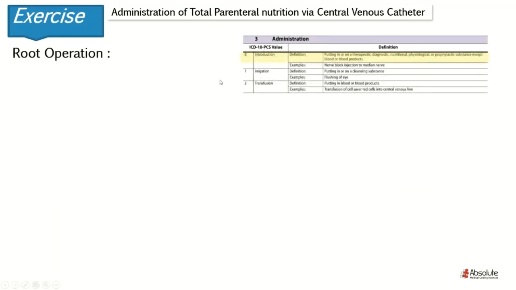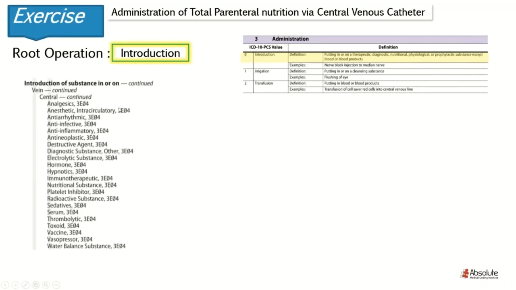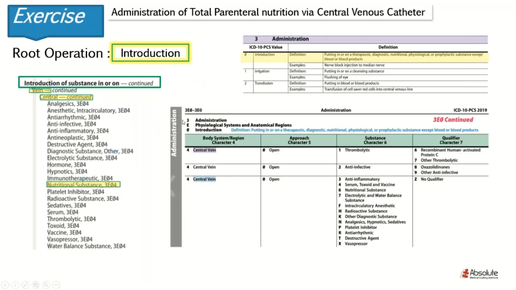All right. So what do we do first? We look up introduction in the alphabetic index. Introduction, in or on what? Vein. Yeah, it is a vein. See, central venous. Central, continued. Central what? Nutritional substance. And it gives us the code 3E04. Let's turn to our tables and find the corresponding table.